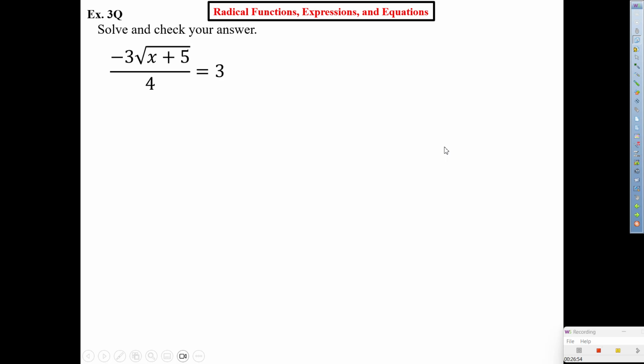Example 3q: negative 3 times the square root of x plus 5, over 4, equals 3. Very similar to the one we just did. I'll give you a head start. Go. All right, check with your neighbors, see where they're at, and then Julian's going to get us started.